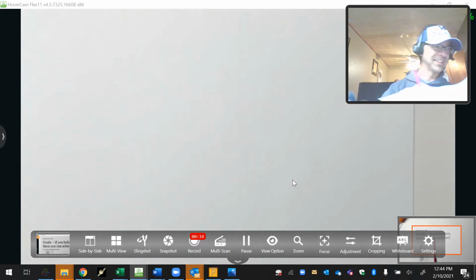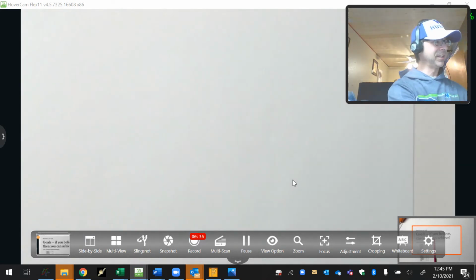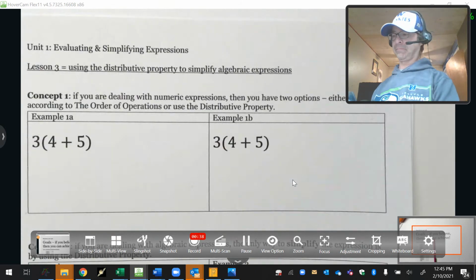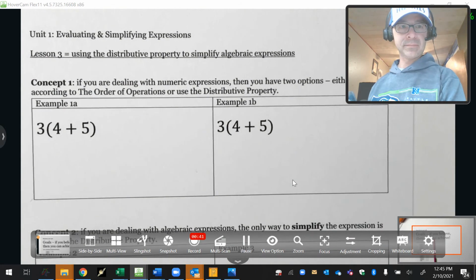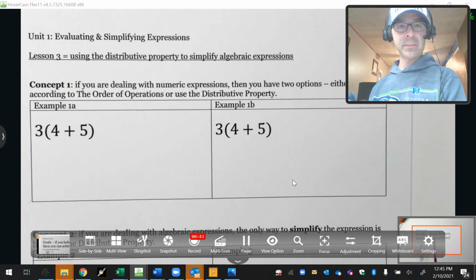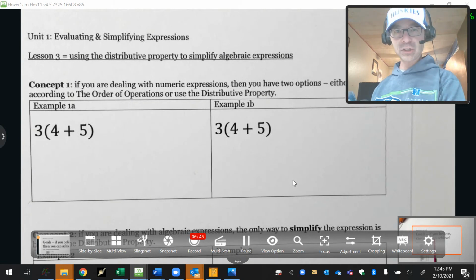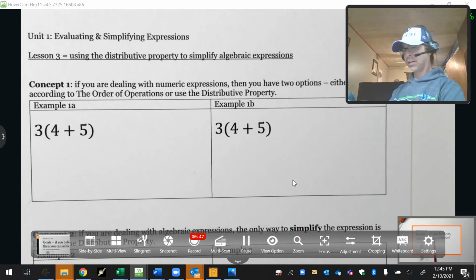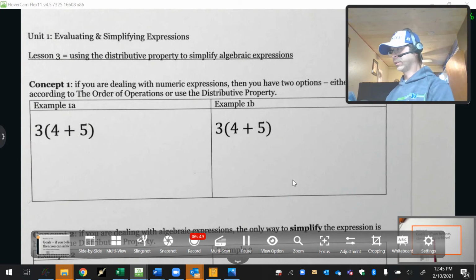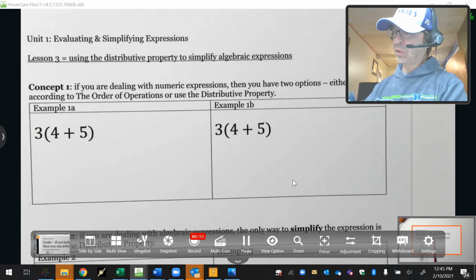Yeah. Lesson 3. Using the distributive property to simplify algebraic expressions. So, it's a lot of big words there, yeah? And I don't know where my highlighter is. Oh, there we go. I'm going to highlight some of those big words.